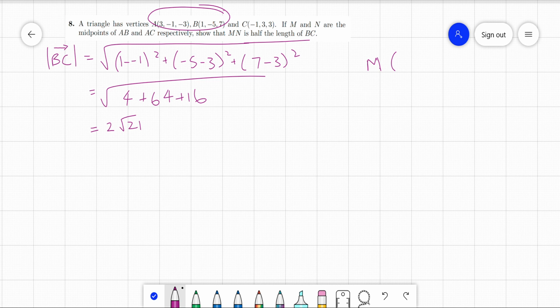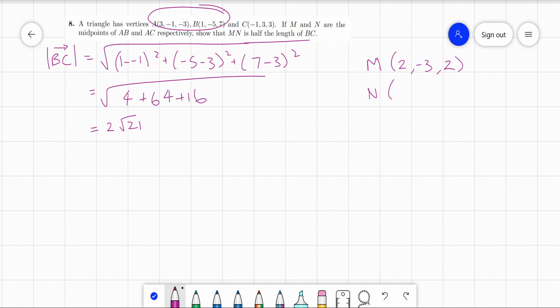So we're going to go 3 plus 1 and halve it. We're going to go minus 1 minus 5 and halve it. So we're finding the averages each time, and then we're going to go minus 3 plus 7 and halve it. So that's M. Let's have a look at N.